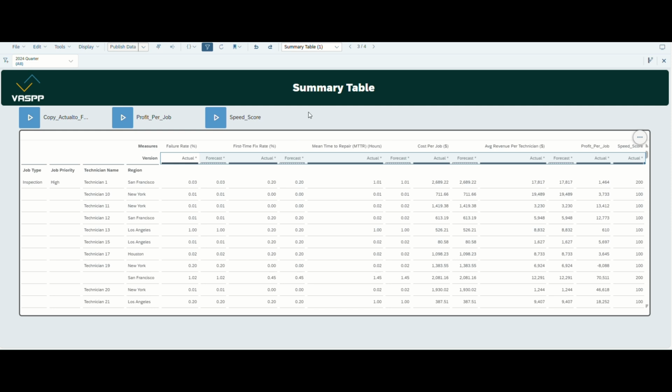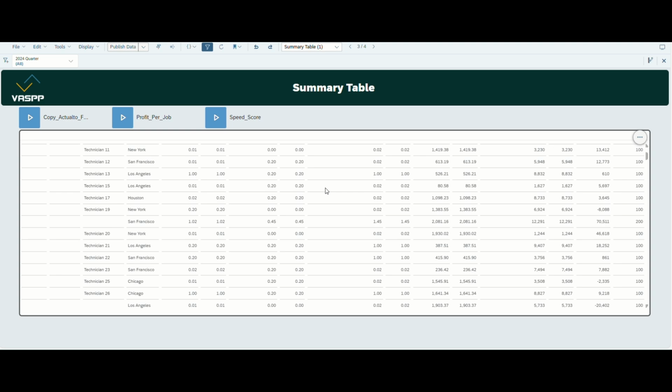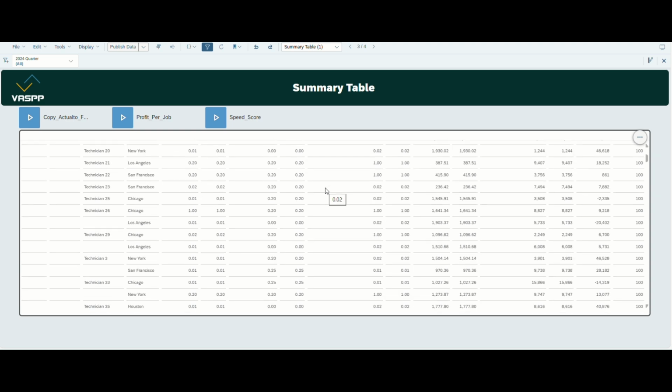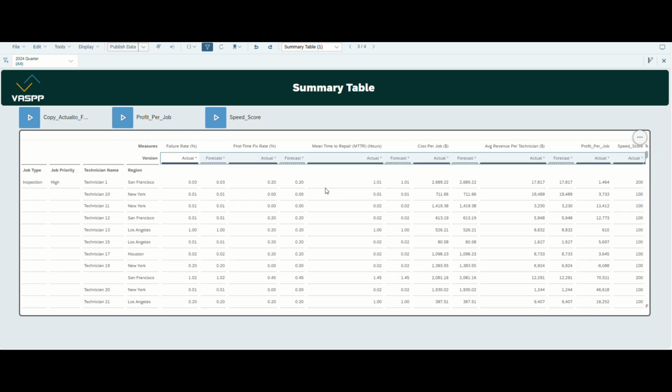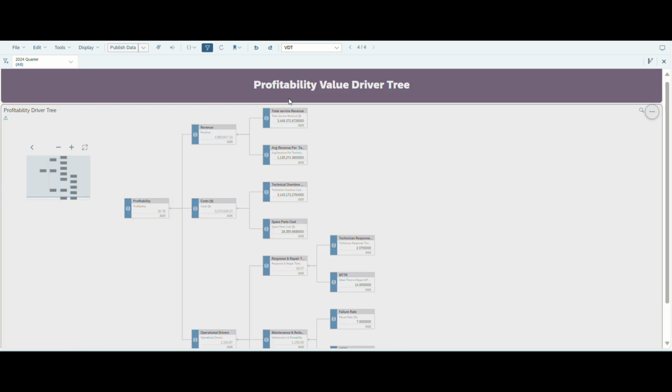It equips service managers, planners, and finance leads with a single view of truth, enhanced by what-if analysis and scenario simulation. Use this summary to connect strategy to execution, where technician performance, service quality, and cost efficiency come together in one real-time, actionable view. Next, moving to the final page.